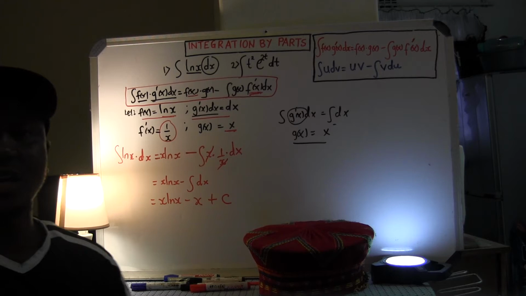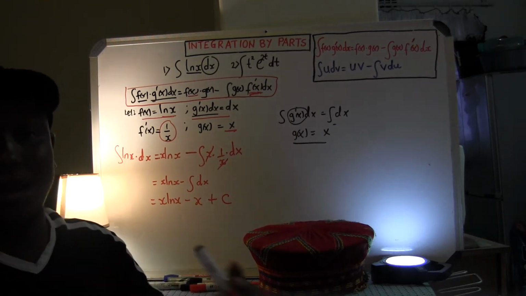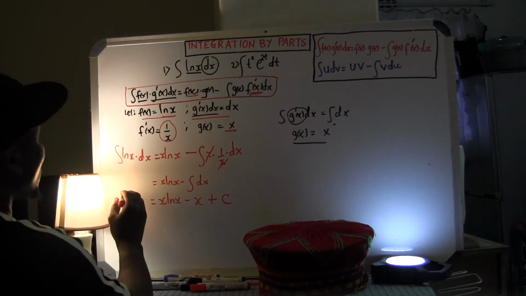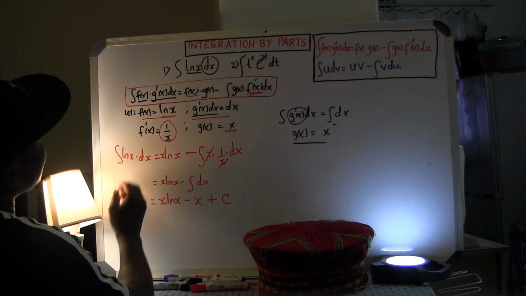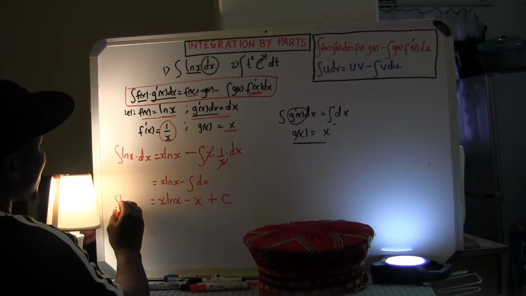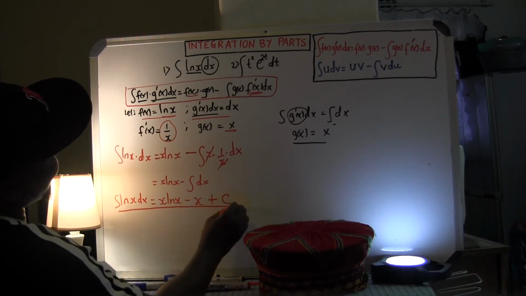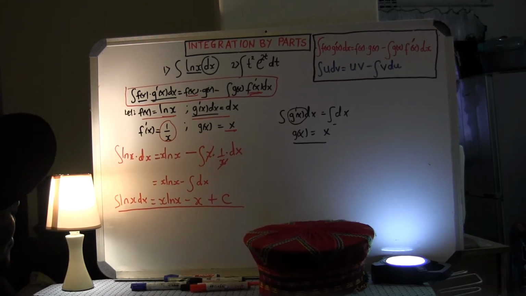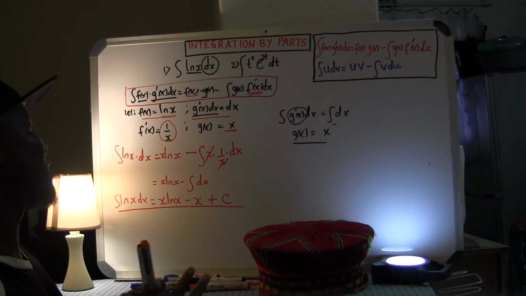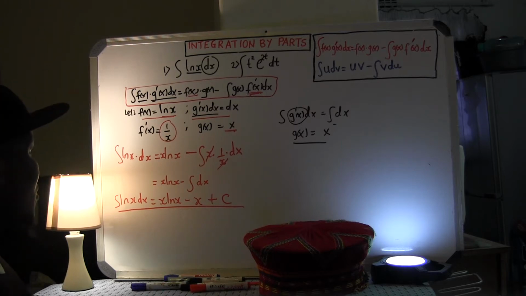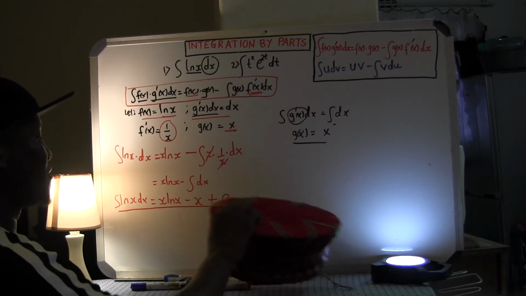Why do we add a constant? Because we don't have any limits in this integral. So when you integrate the given equation, which is ln of x dx, we get x ln of x minus x plus c, which is the constant. So the first question is done. Now we want to go for the next question, question number 2.